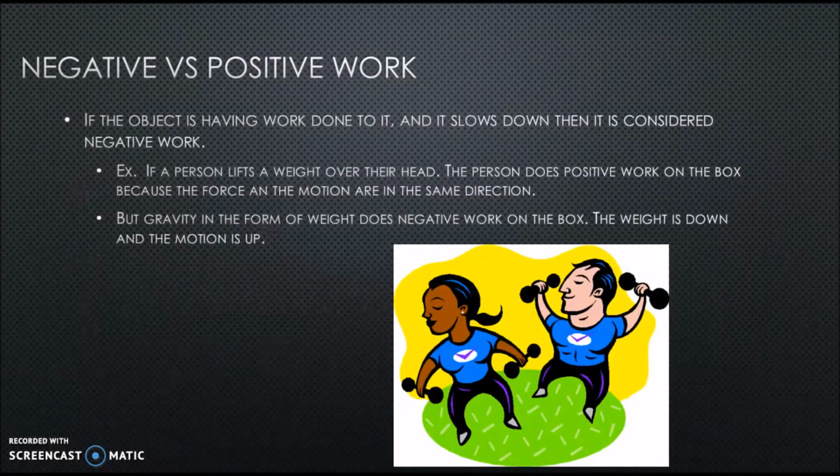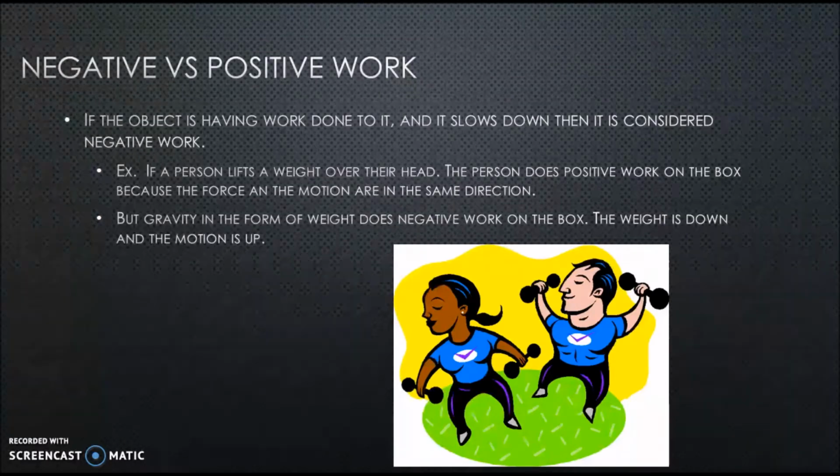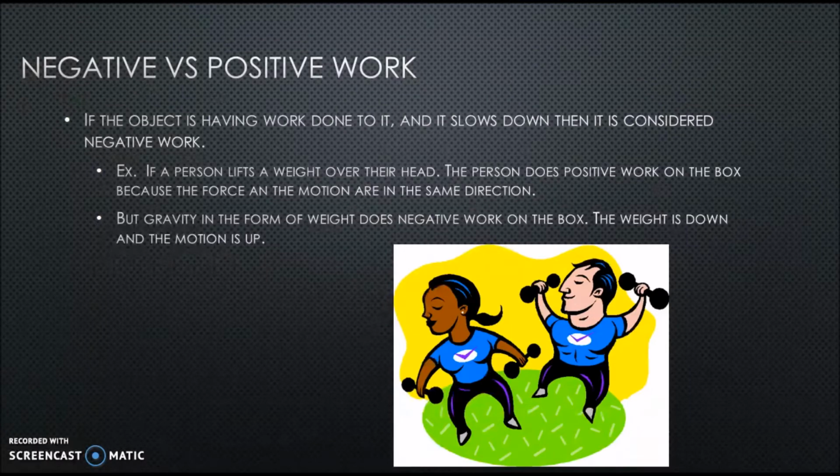Let's talk about the difference between negative versus positive work. Basically, if the object is having work done to it and it slows down, then it is considered negative work. So here's an example. If a person lifts a weight over their head, the person does positive work on the box because the force and the motion are in the same direction, which is up. But remember that gravity, in the form of weight, which is pulling down on the box, does negative work on the box. So the weight is down and the motion is up.